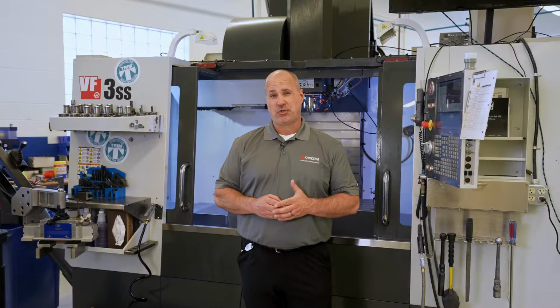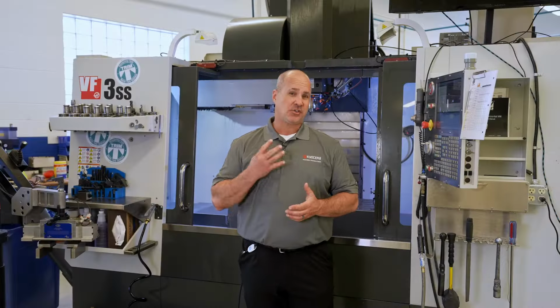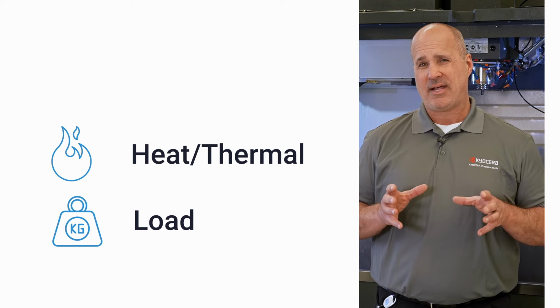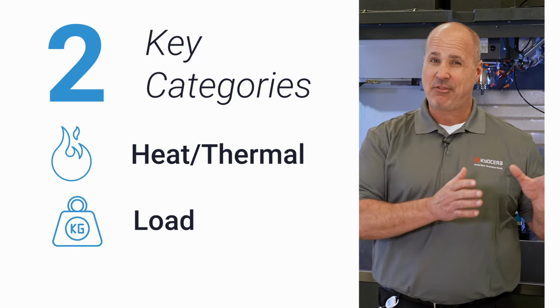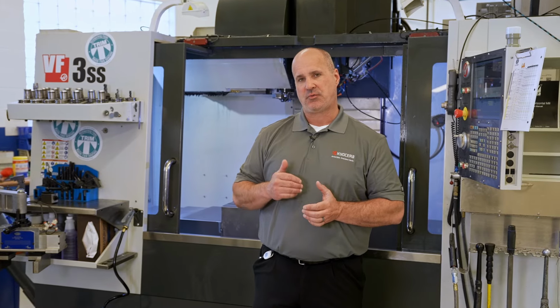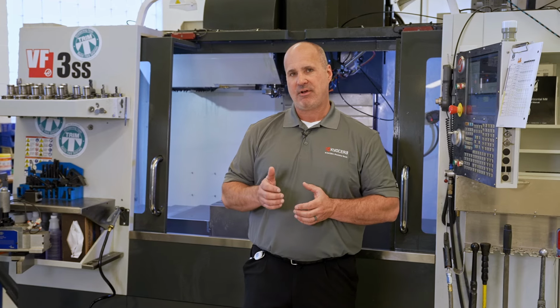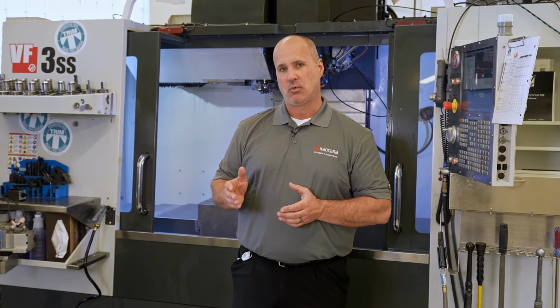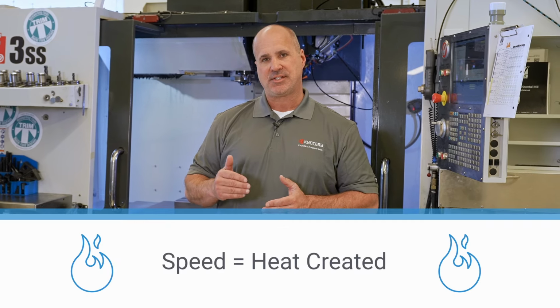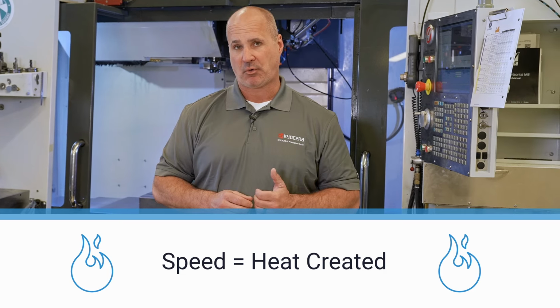So when it comes to troubleshooting, there's four major sources of wear. There's thermal, abrasive, chemical, and load. However, today we're primarily going to boil that down to two key categories, either heat or load. In this next demonstration, we're going to feed the tool into the part at a very conservative feed rate, exerting minimal load. While it's feeding into the component, we will incrementally increase the speed, showing you the impact that it has on the heat that's being created and generated during that machining process.